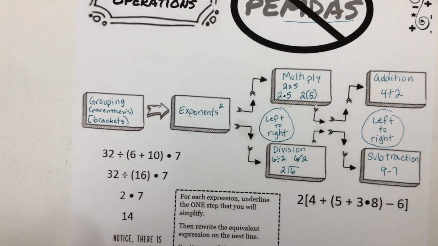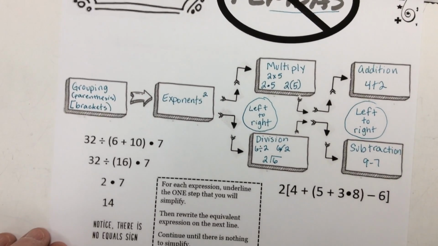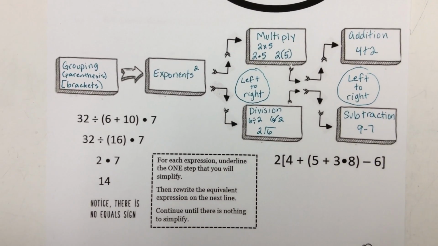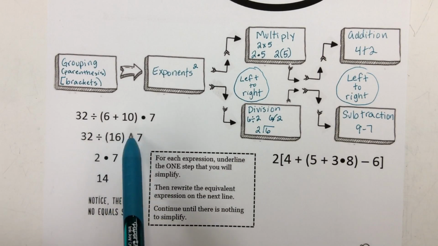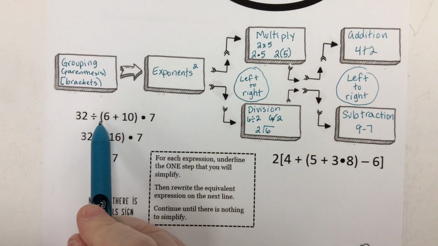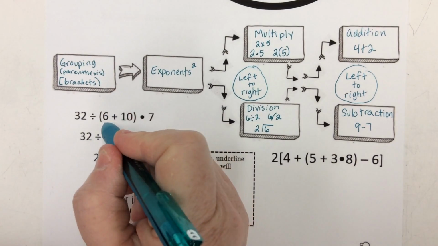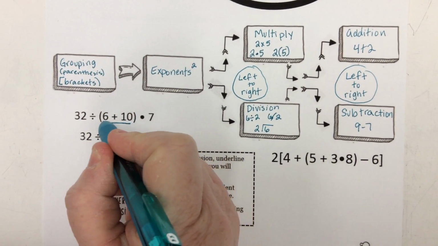Okay, so I'm going to show a few problems here. I'm going to leave this on here. I'm going to walk through this one. I can't zoom out much farther, but in this problem, I'm going to model what it would look like. We have parentheses in this problem. So I underline the first step.